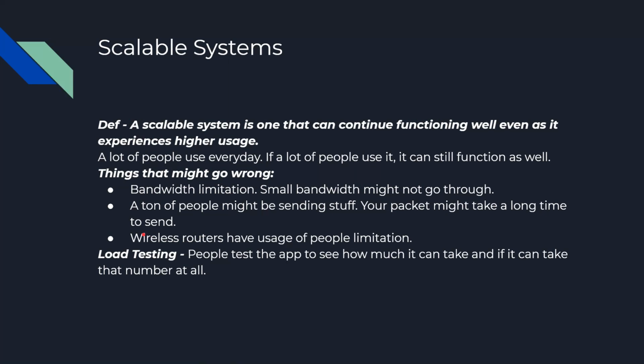The third thing that might go wrong is wireless routers have a limitation of people. It's usually 250. So if you're at the library and you use a wireless router, there's going to be more than 250 at the library. Sometimes you can't send Gmails and stuff.